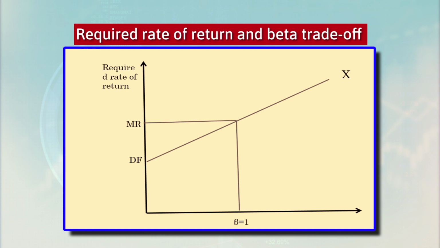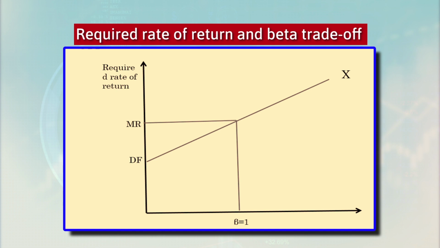Now, this shows the same relationship as my earlier diagram, but slightly differently. It basically relates the required rate of return, that is RRR, which I had explained just a few minutes ago, with the concept of beta or risk. It shows that the relationship between them, which is represented by the line DFX, the security market line, is linear.